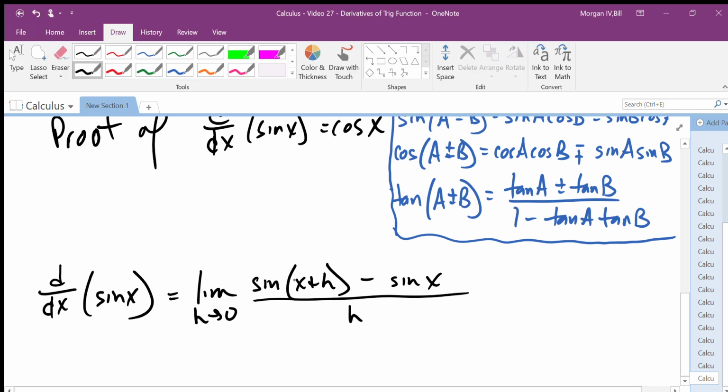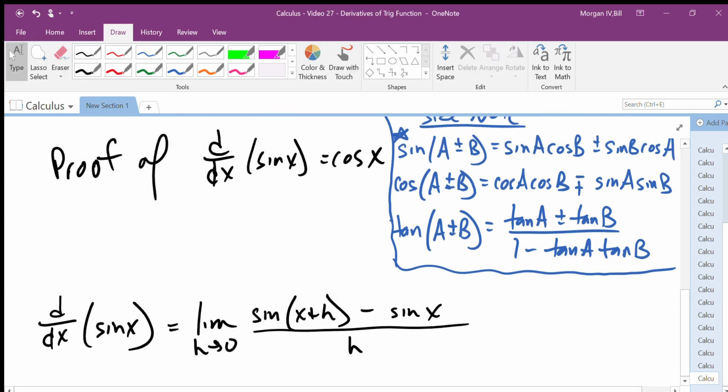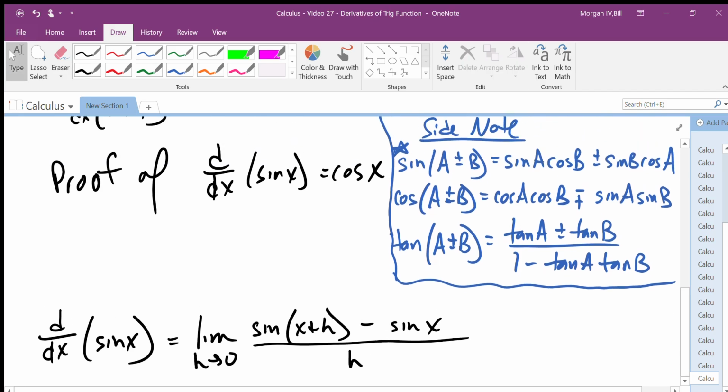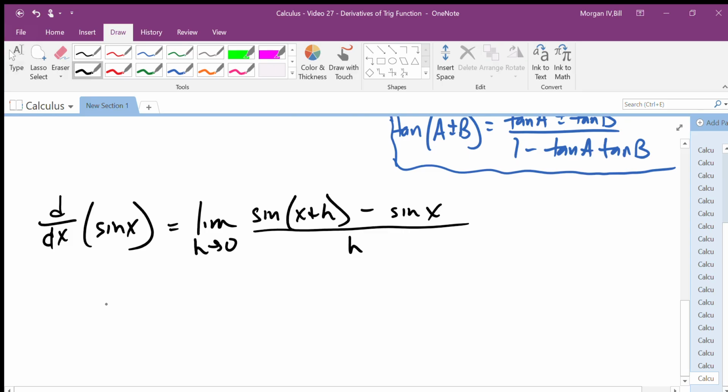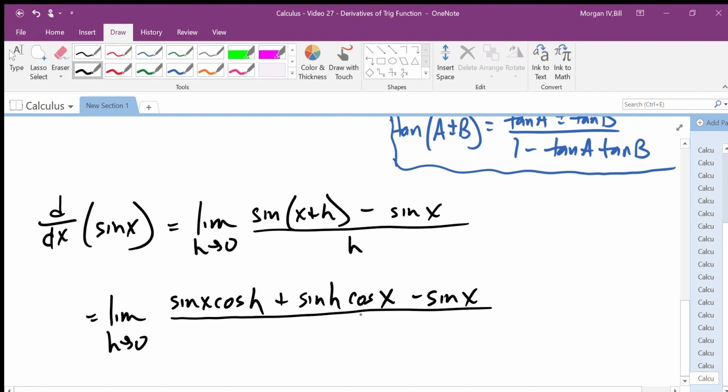But if we treat the x like the a value and we treat the h like the b value, and we use our sum and difference formulas thinking of this as sine of a plus b, we can rewrite this as sine x cosine h plus sine h cosine x. Right, the a becomes the x, the b becomes the h. And we get this. This is equal to the limit as h goes to 0 of sine x cosine h plus sine h cosine x, that's like saying sine a cosine b plus sine b cosine a, minus sine of x, over h.